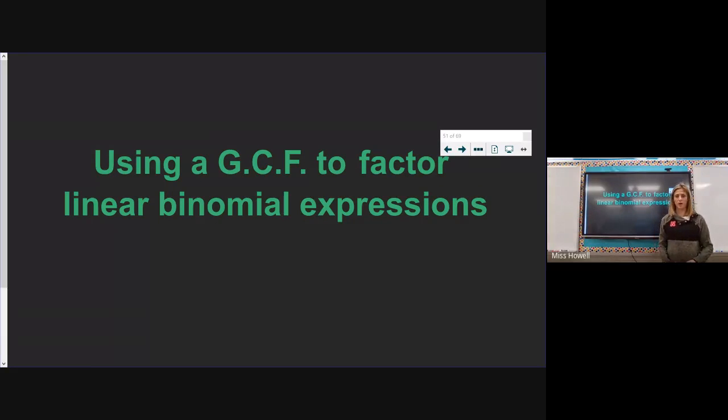And welcome back to Algebra 1. Our goal for today is to look at how we use our greatest common factor of our terms of a linear binomial to do the process of what's called factoring.